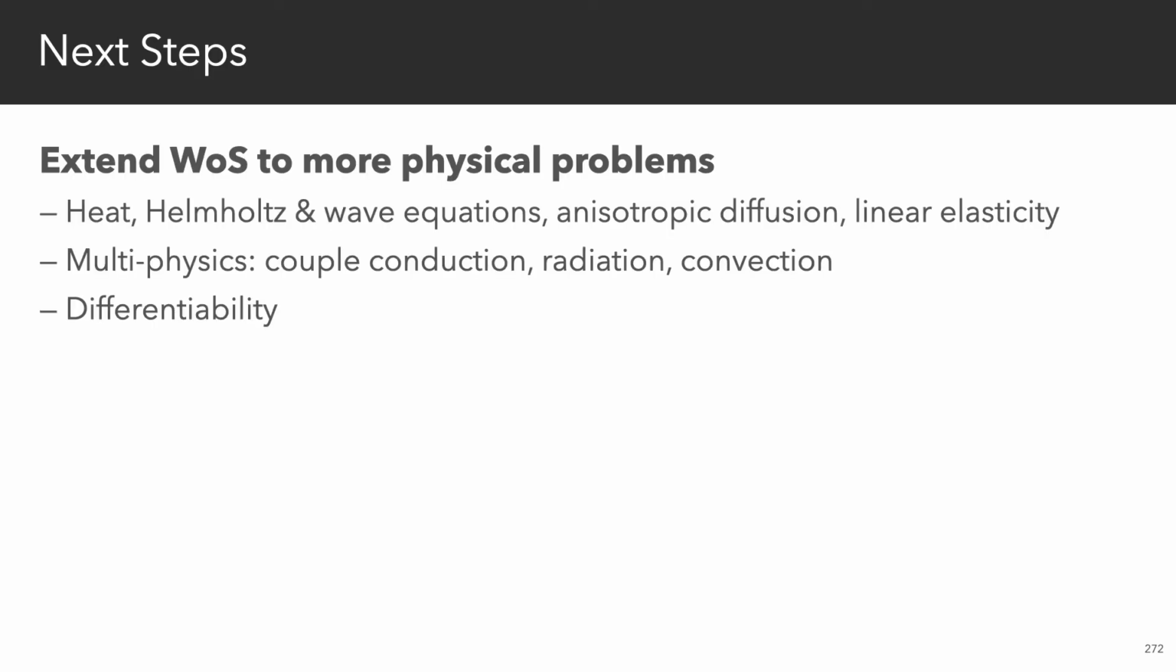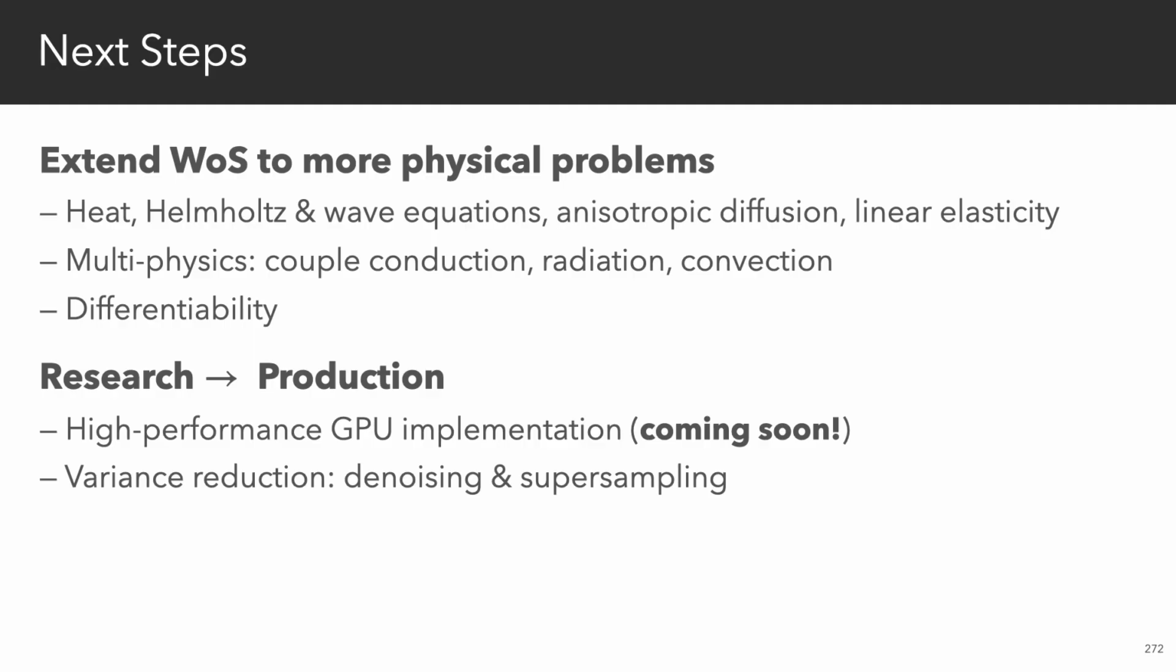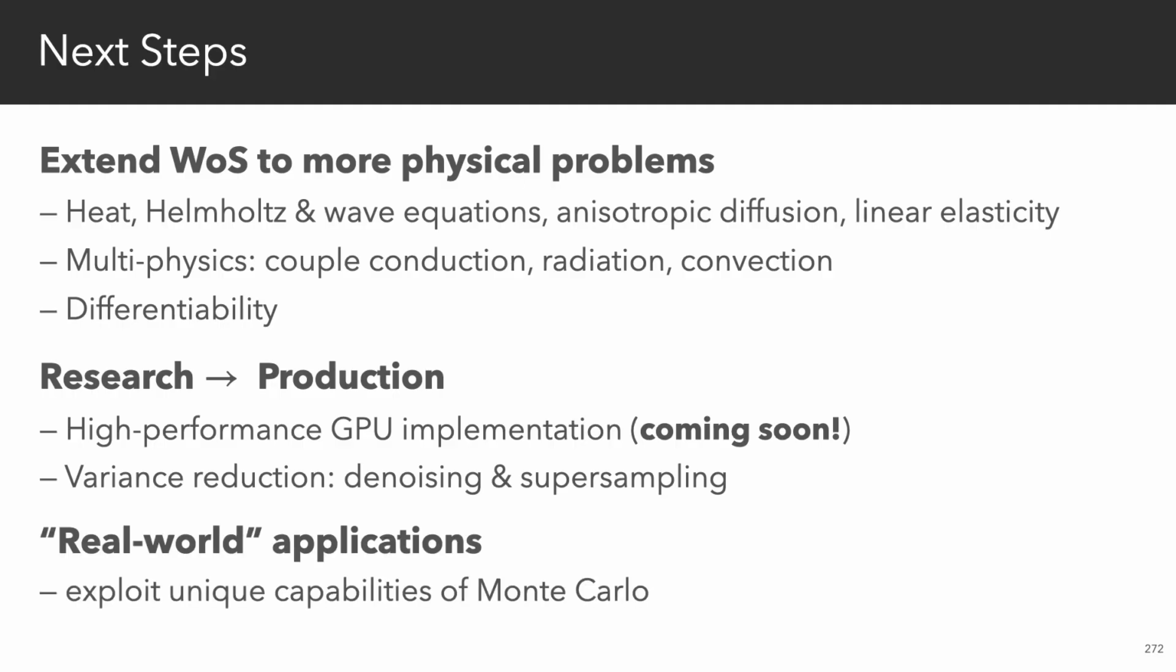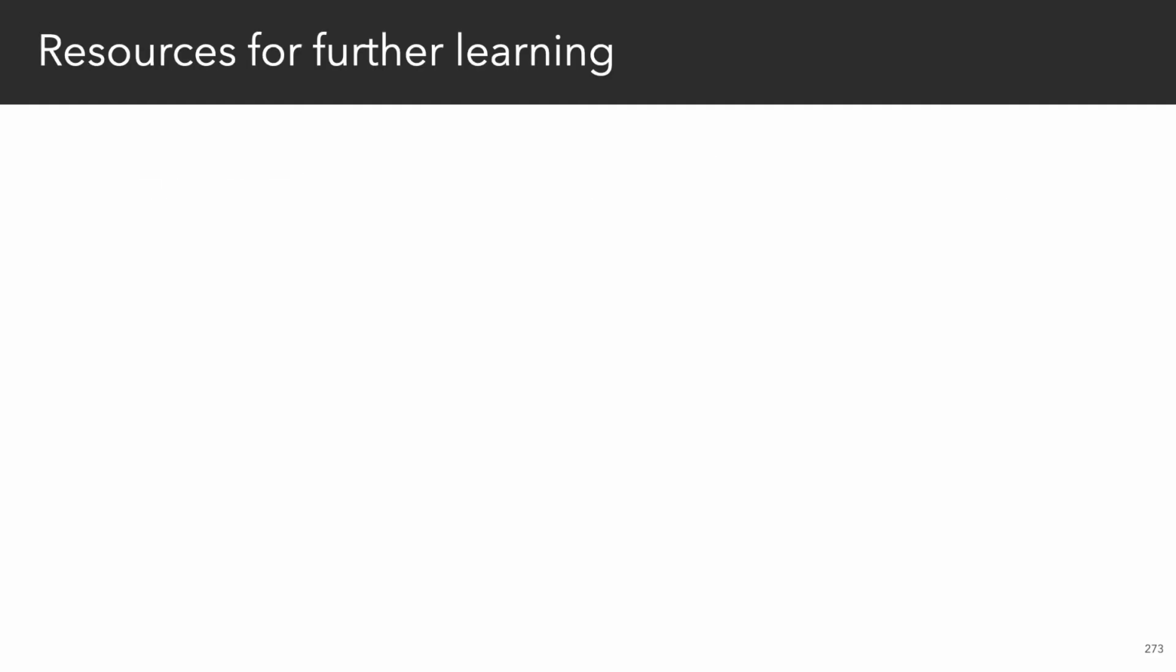So, to summarize, some of the next steps include extending walk on spheres to more physical problems, going from research to production by developing high performance GPU systems, and coming up with new variance reduction strategies that might involve AI based denoising and supersampling. And finally, being on the lookout for applications where the unique capabilities of Monte Carlo really shine. There are a lot of resources available online if these topics are of interest to you.